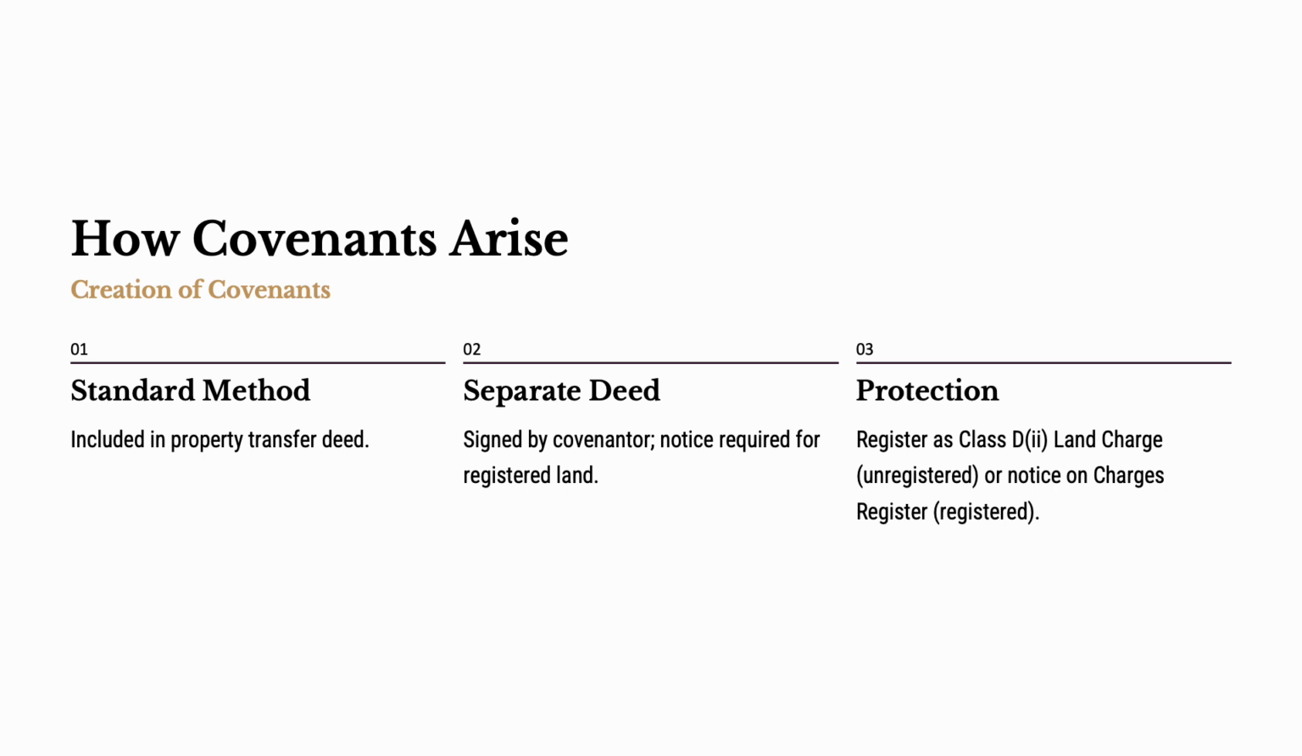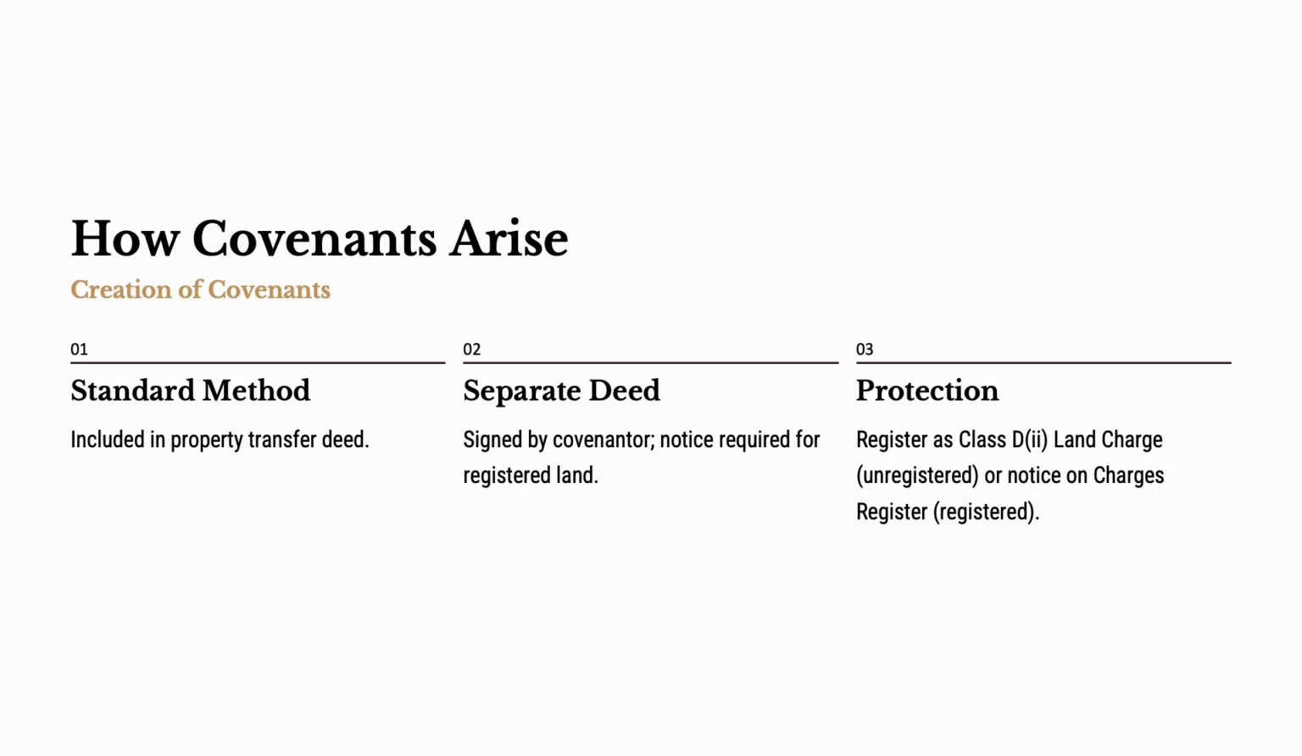The alternative method is a separate deed of covenant. This is used when covenants need to be imposed after land has already been transferred, or when multiple landowners want to create mutual covenants between them or among them. The covenantor signs a deed containing the covenant terms. In registered land, a notice must be entered on the register to protect the covenant.